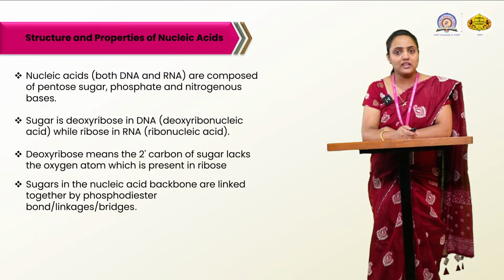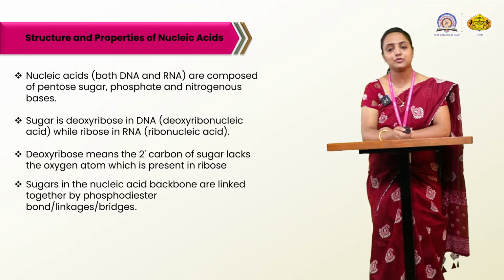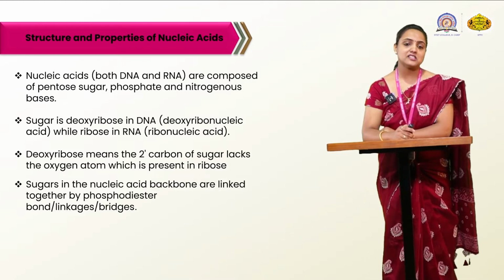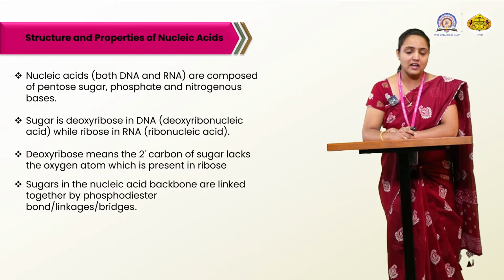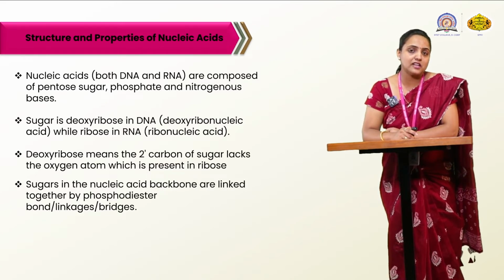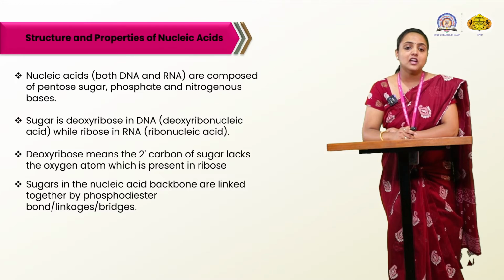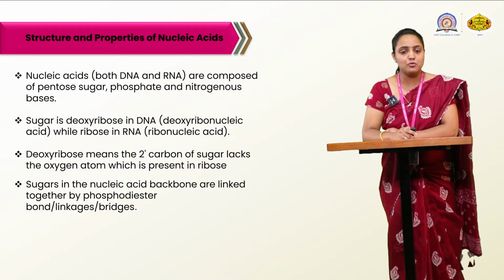Structure and properties of nucleic acid. Nucleic acids, that is DNA and RNA, are both composed of three molecules: a pentose sugar, a phosphate group and nitrogen bases. The sugar is deoxyribose in DNA and ribose in RNA, which is how they get their names. Deoxyribose means the second carbon of the sugar lacks the oxygen atom which is present in ribose.